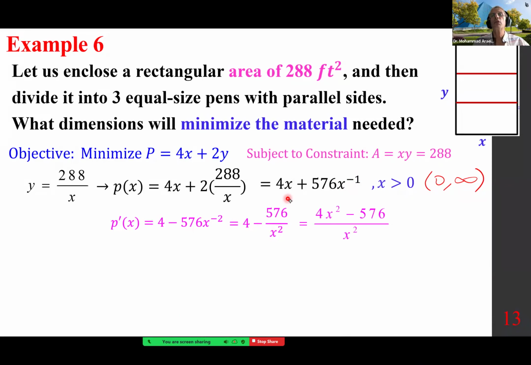To find critical points, we look at P prime equals 0. P prime does not exist. That means the denominator is 0, and 0 is not part of the domain. So just the numerator equal to 0.